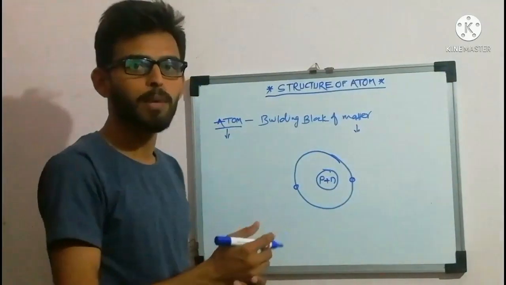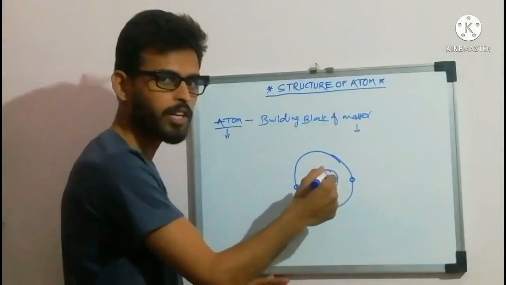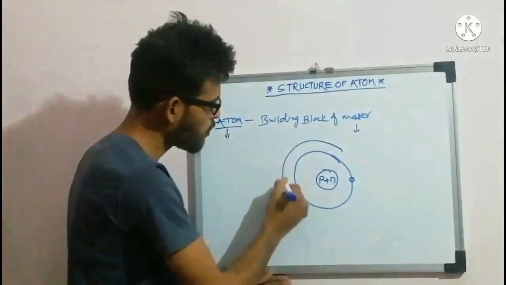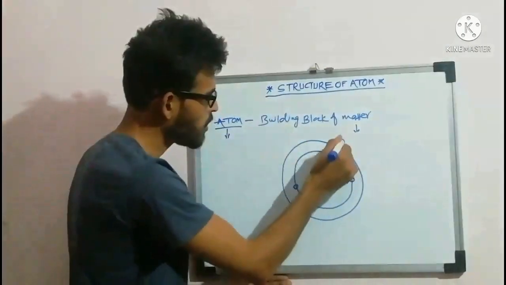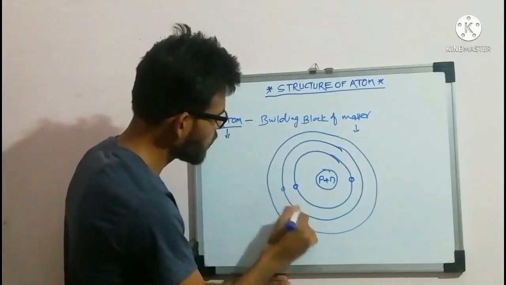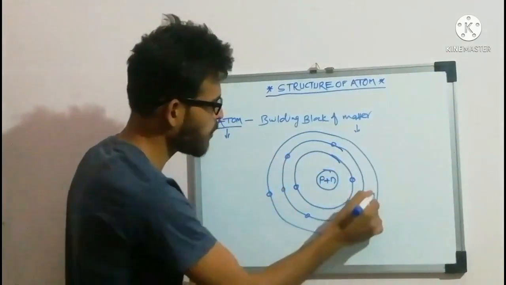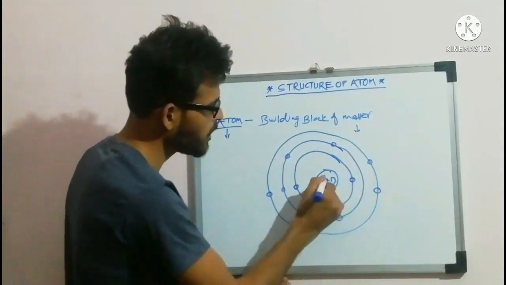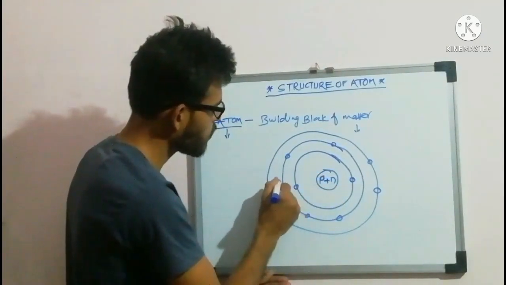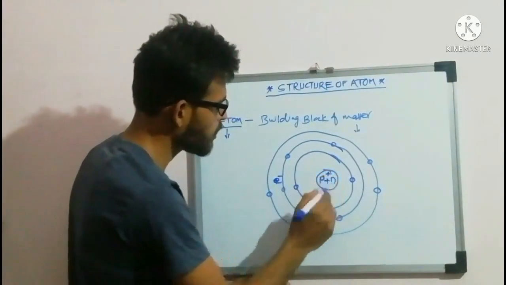It is not in a single particular shell; there are multiple shells or orbits in which electrons move or revolve around the nucleus. So this is another orbit, this is another orbit. Here you can see different electrons revolving around it. This is the proton plus neutron, this is the negative charge electron, and this is the positive charge proton.